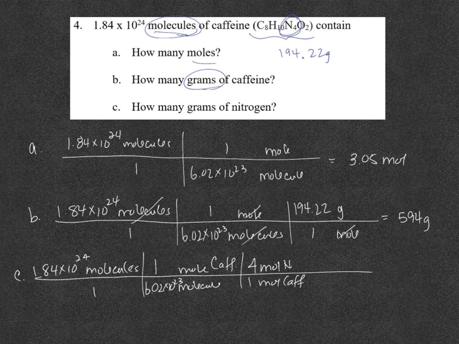Now that I'm at nitrogen, I can now switch from talking about moles of nitrogen to grams of nitrogen using the molar mass of nitrogen. So molecules cancels, moles of caffeine cancel, moles of nitrogen cancel, and I am left with grams, and I get 171 grams of nitrogen.